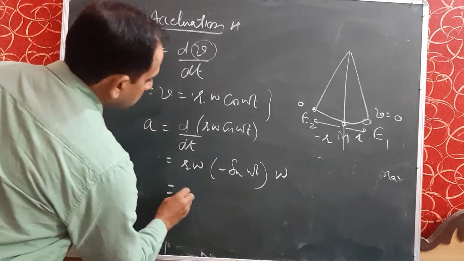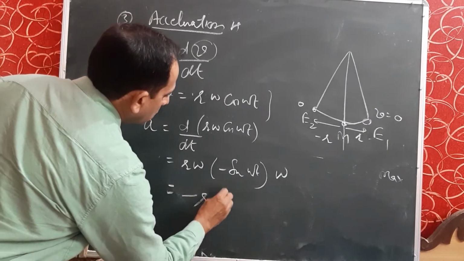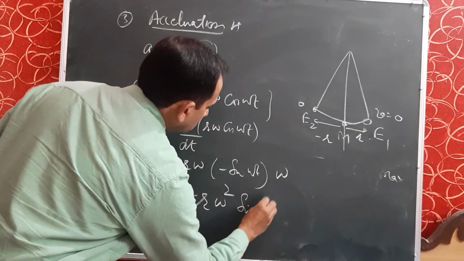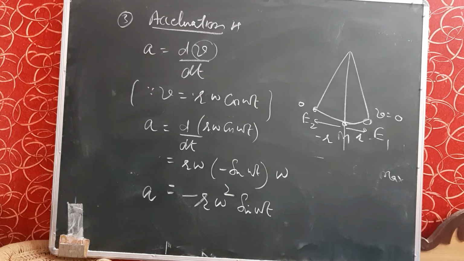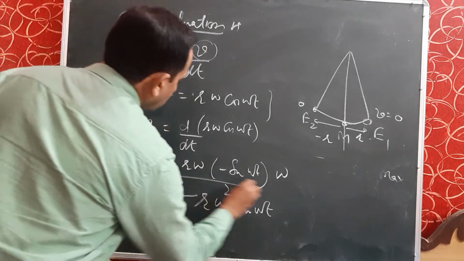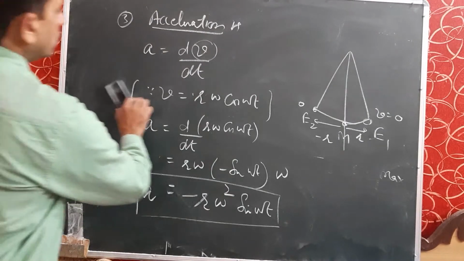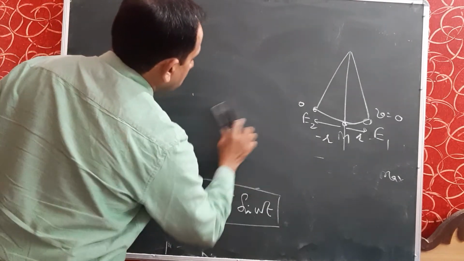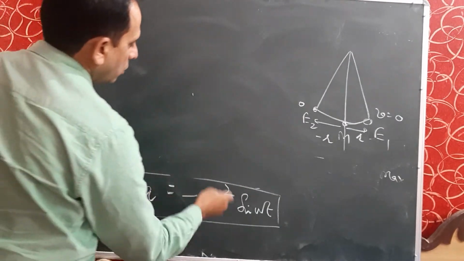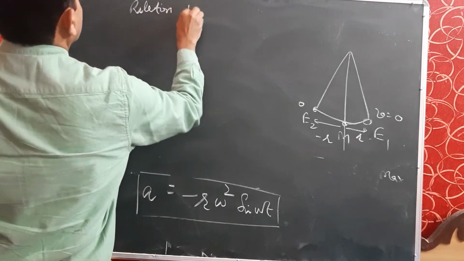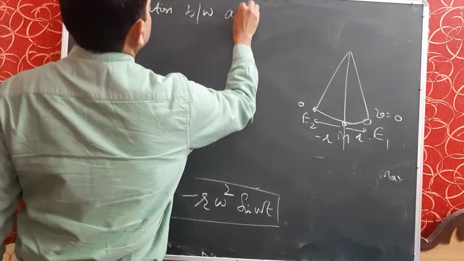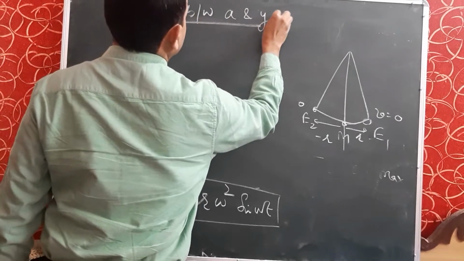So it is minus r omega square into sin omega t. This is an acceleration. So this is the formula for acceleration. Again we will derive the relation between A and displacement, as we have already proved the relation between v and y. So it is the relation between A and y.